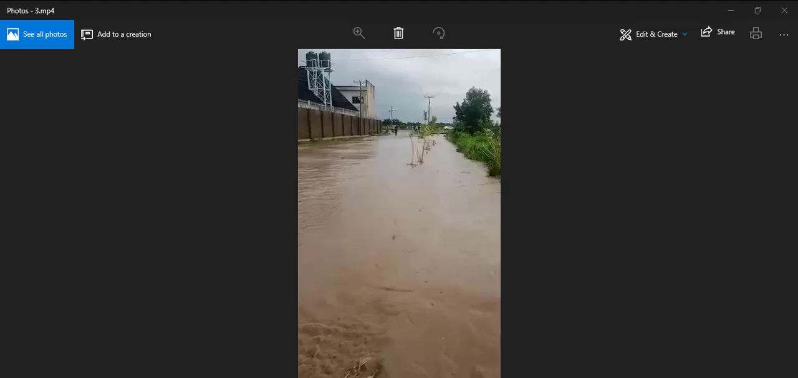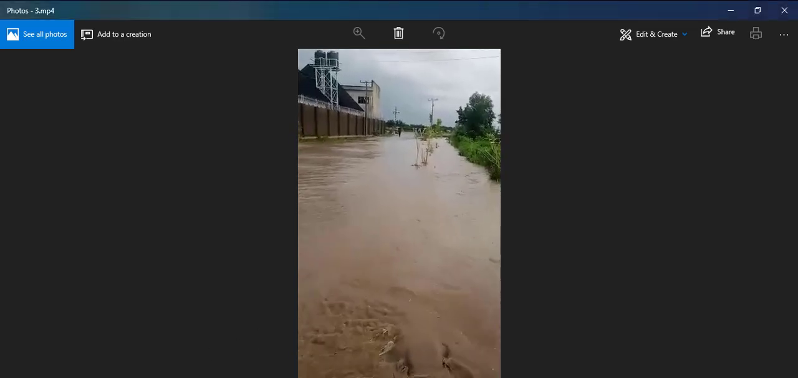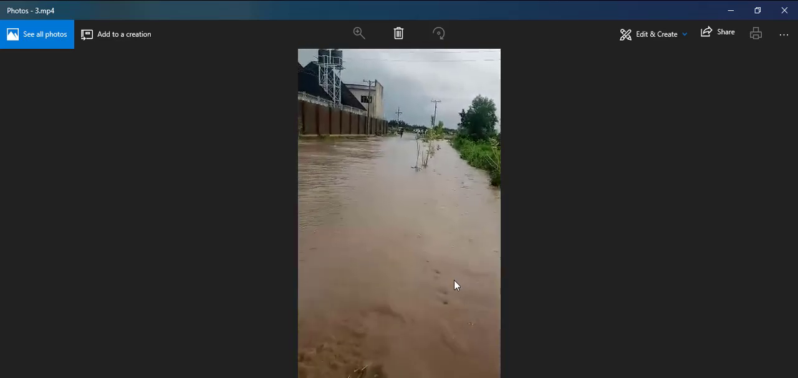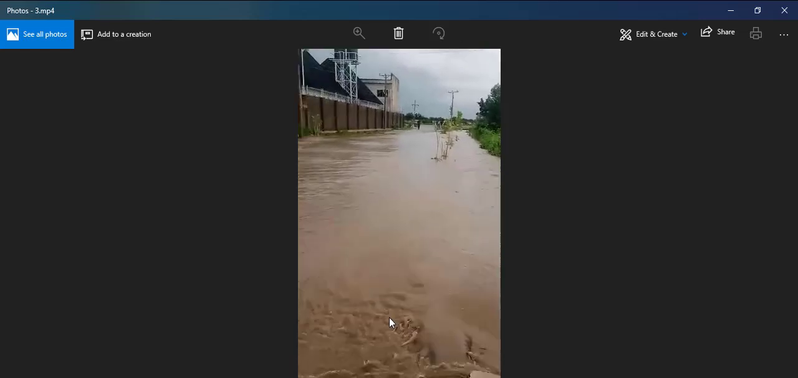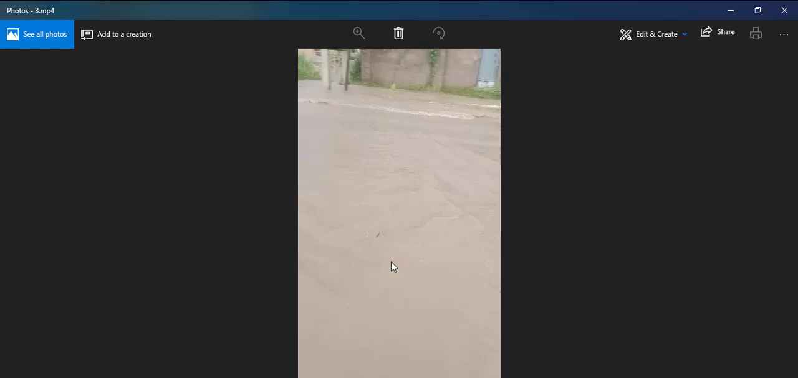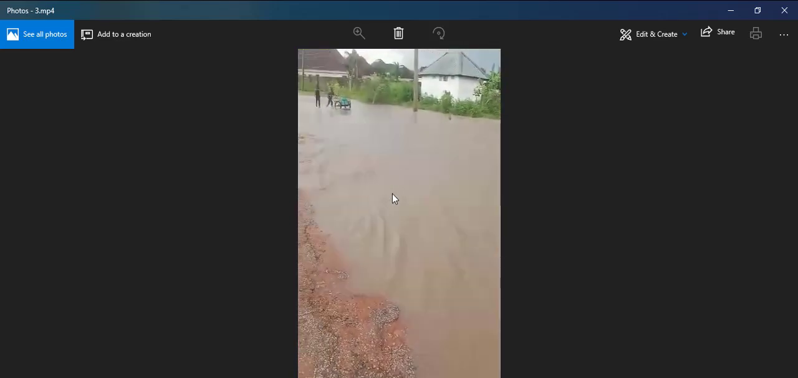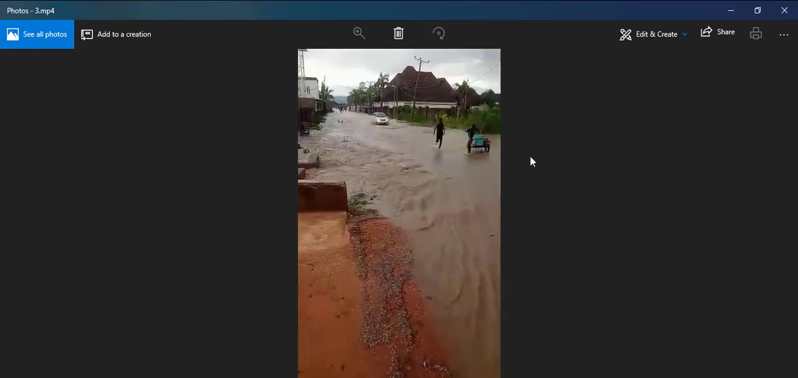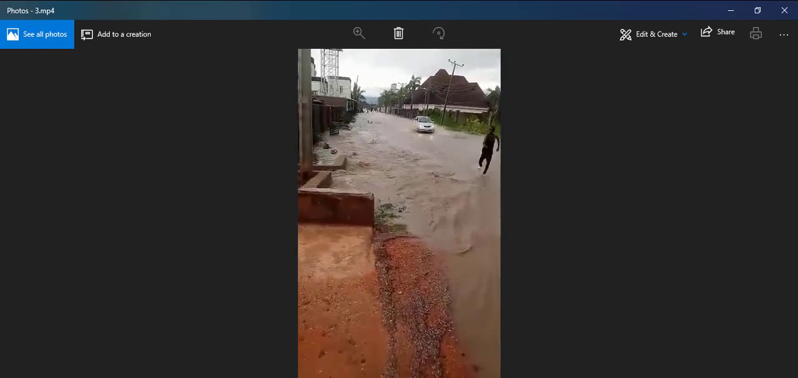So if you look carefully, the roads that we just showed have been covered with water. This is the road level that my surveyor was at. And if you look carefully, the flood water has covered the road. So what do we do here?